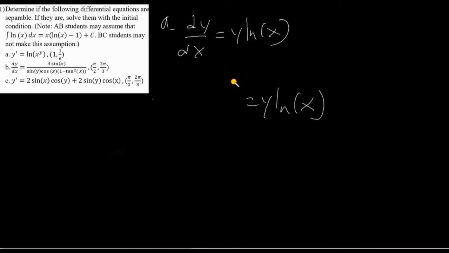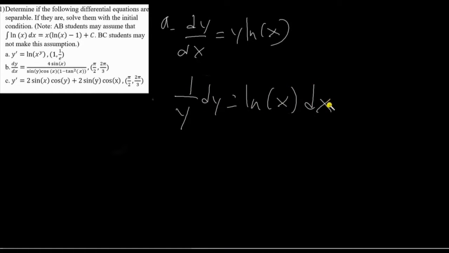Now you can see this is a clearly separable equation. I can bring the y down and I get 1 over y dy is natural log of x dx. And then I can integrate this now. The integral of 1 over y is pretty straightforward. It's the natural log of the absolute value of y.